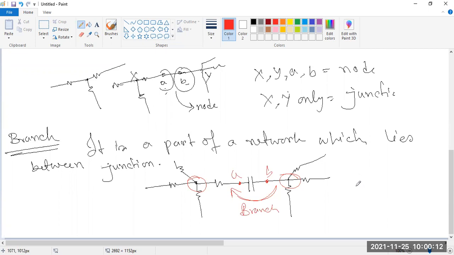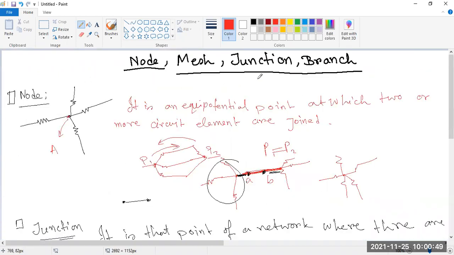So what happens if this type of circuit is there, A and B, it is short. A and B, it is short. So is it a branch? No, it is not a branch, because in between A and B there are no circuit elements. But it is a branch if a capacitor is there between A and B. Any circuit element should be there. So this is a basic definition of node, mesh, branch, junction.